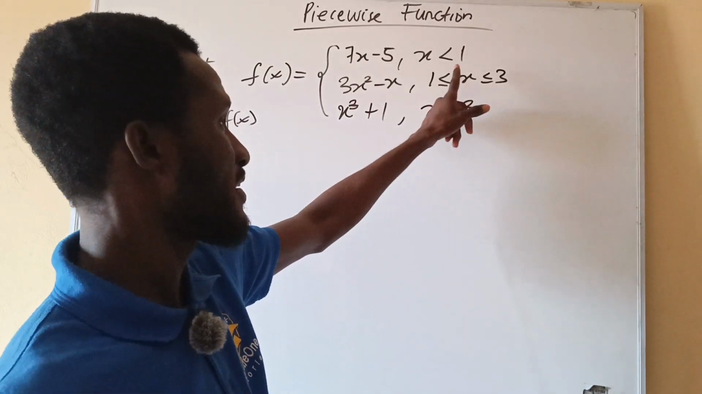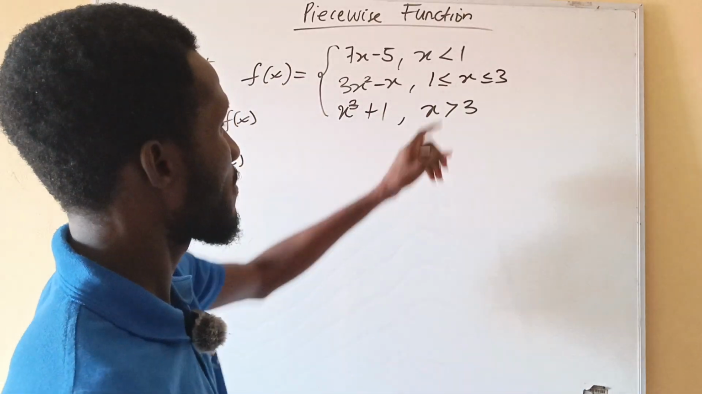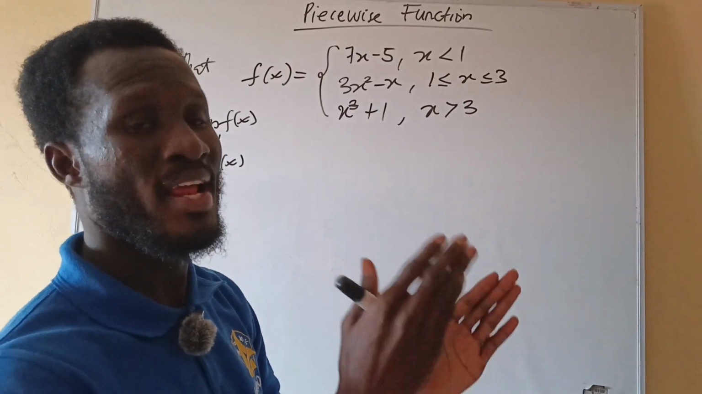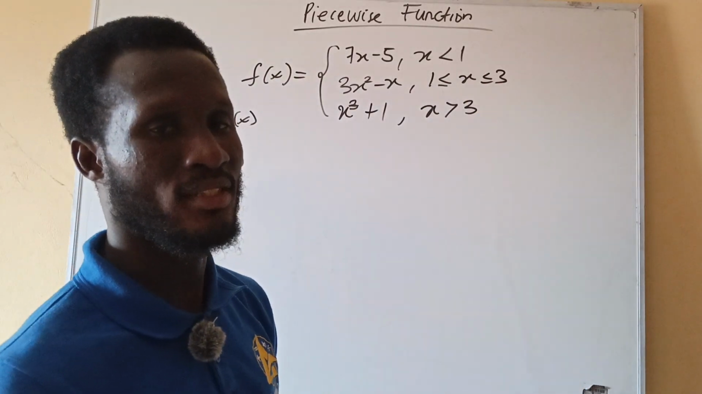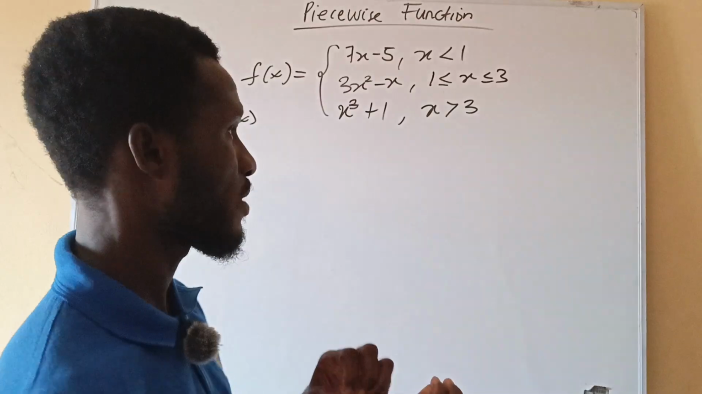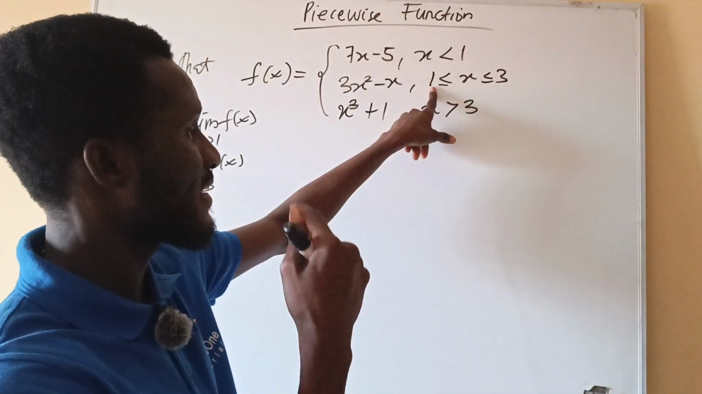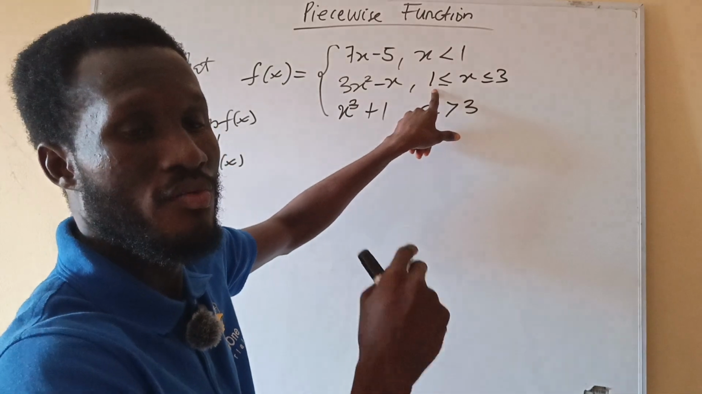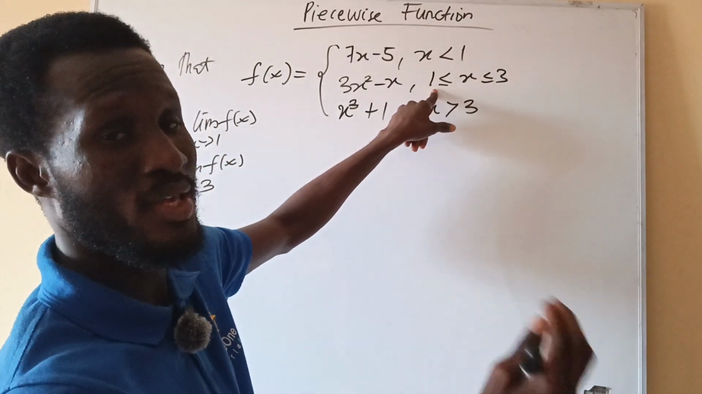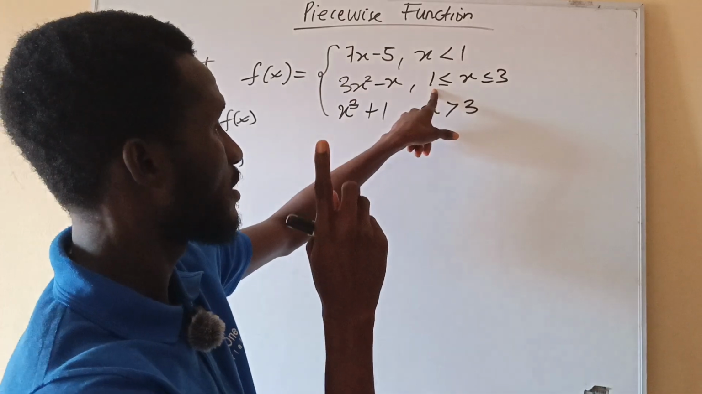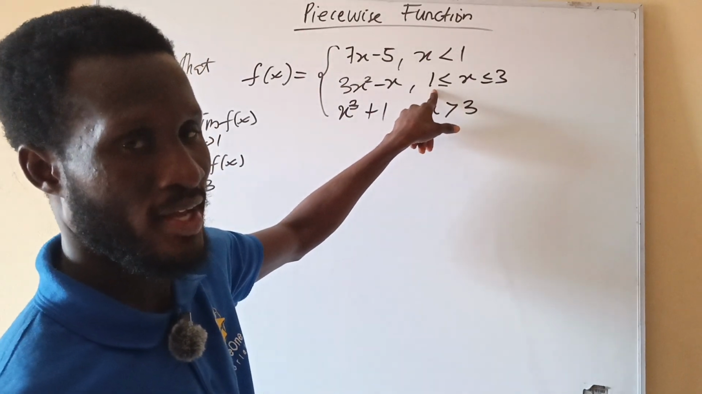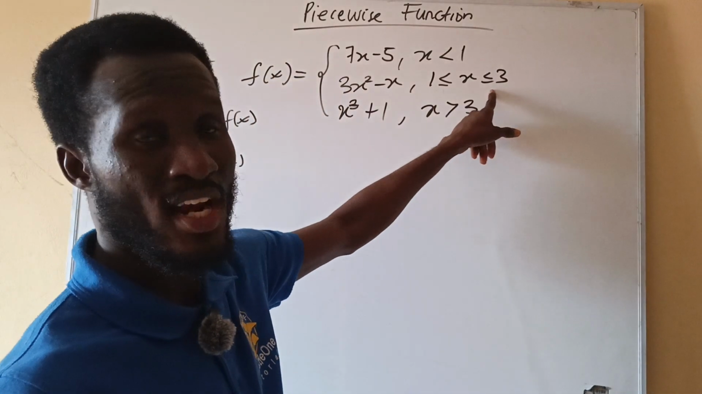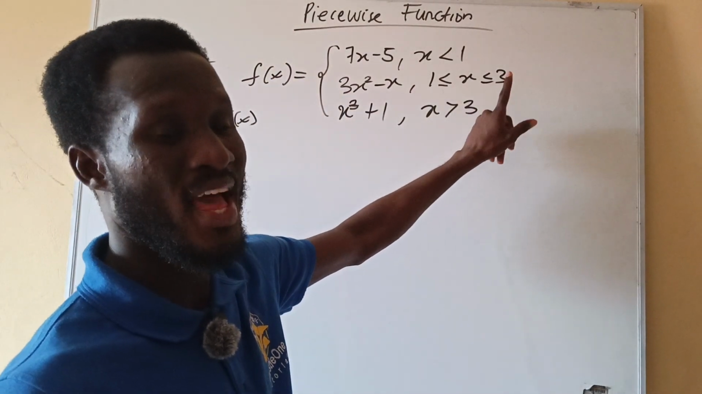You get it? And this one means that any number approaching 1 from the left side will fall under x is less than 1. Now this one means that a number approaching 1 from the right will be a number either equal to 1 or greater than 1. Don't forget when you approximate. Now x is less than or equal to 3 means that the number can be less than 3 or equal to 3.